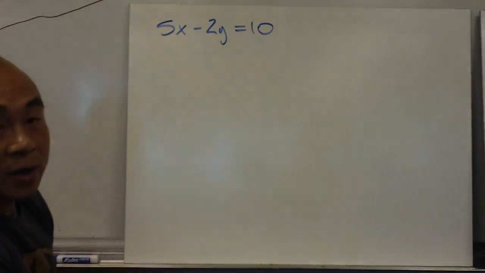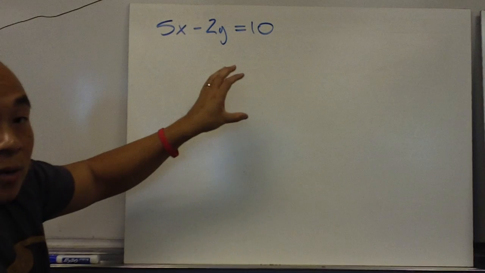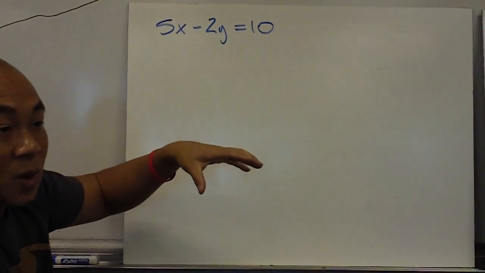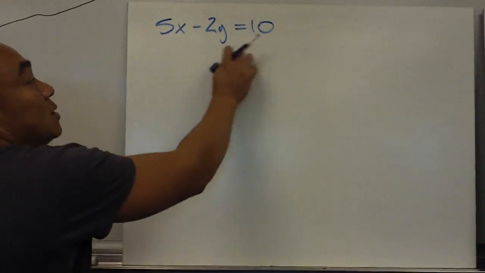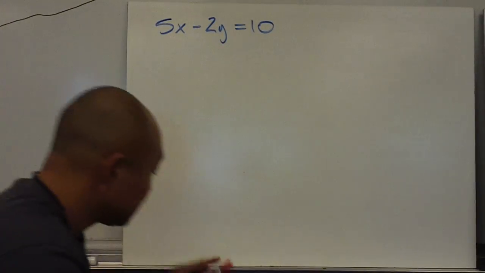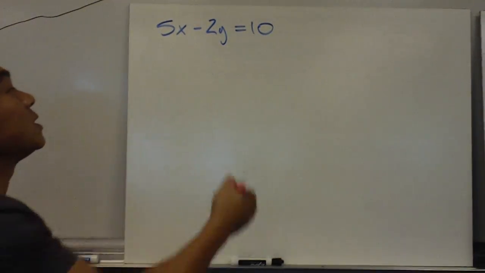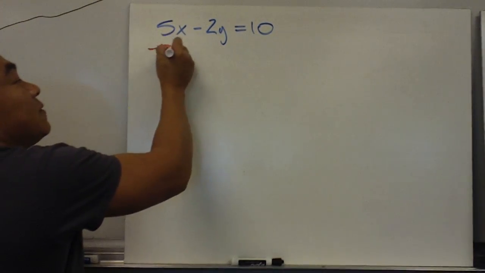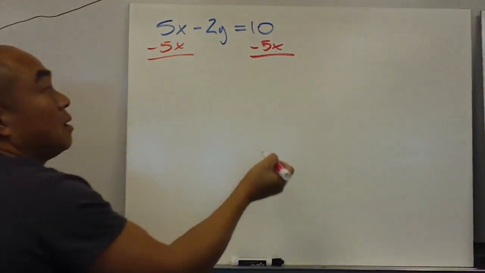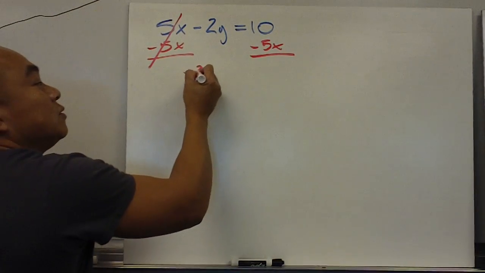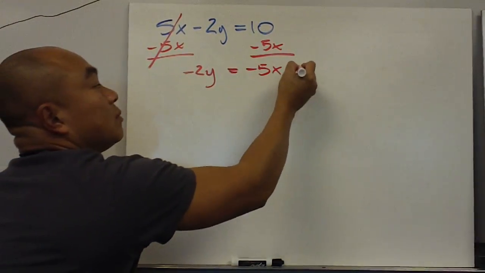Now, look at this one here. This is a lot harder than the other two, but we're going to manipulate it where it just becomes y on its own. And this is where we learn that solving literal equations comes in pretty handily. So we're going to solve it out, where y is completely isolated on one side. First of all, I'm going to subtract 5x from both sides. So I now have negative 2y is equal to negative 5x plus 10.